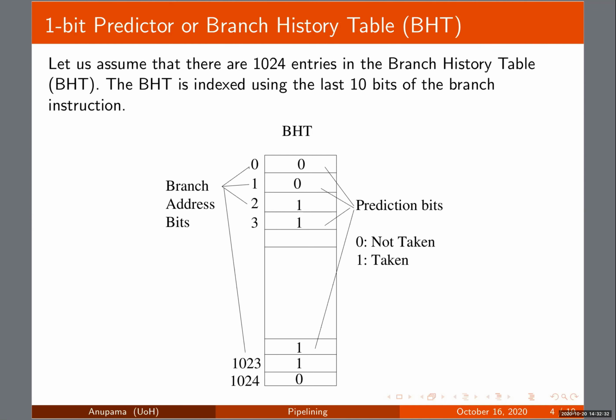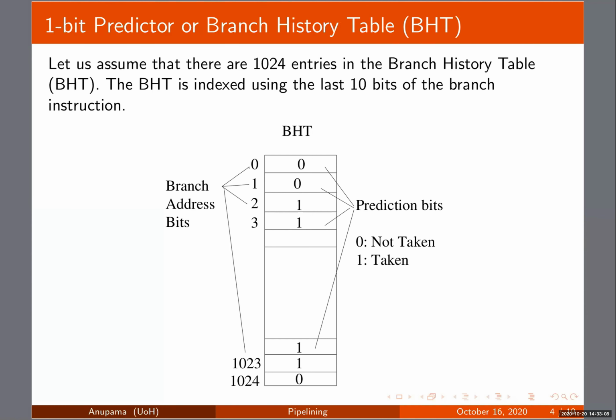But because every instruction in MIPS is 4 bytes long, the last 2 bits will always be 0. So we do not actually take the last 10 bits, but leave the last 2 bits out because they'll always be 0. And take the 10 bits starting from the 3rd bit position and use that as the index into the branch history table. So then, the prediction will tell me whether it's taken or not.